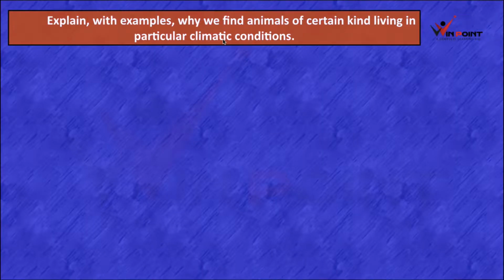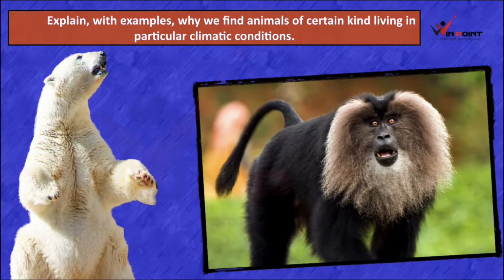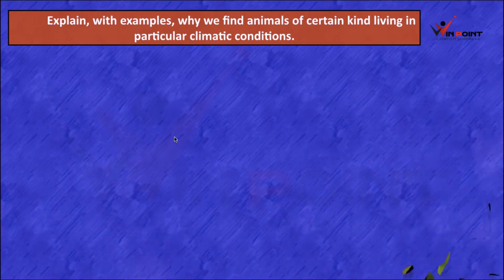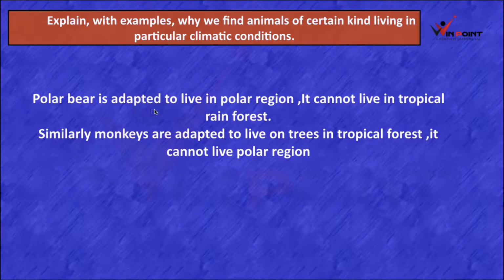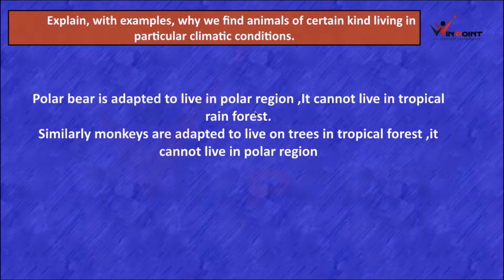Explain with examples why we find animals of certain kind living in particular climatic condition. Polar bear is adapted to live in polar region. It cannot live in tropical rainforest. Similarly, monkeys are adapted to live on trees in tropical forest. It cannot live in polar region.